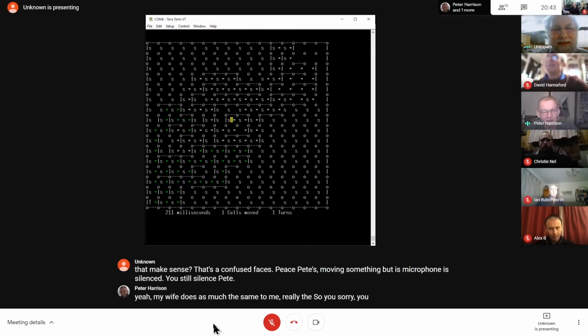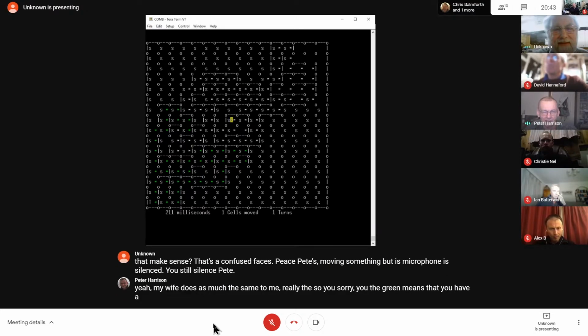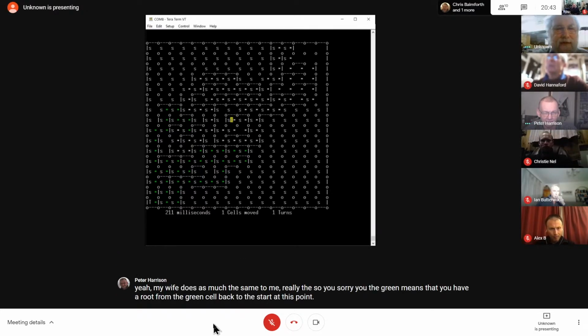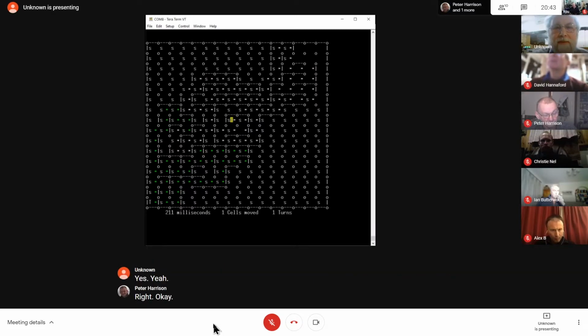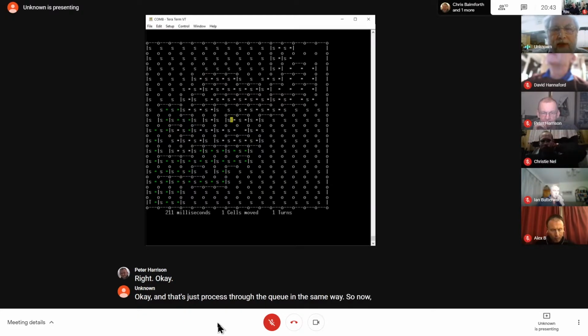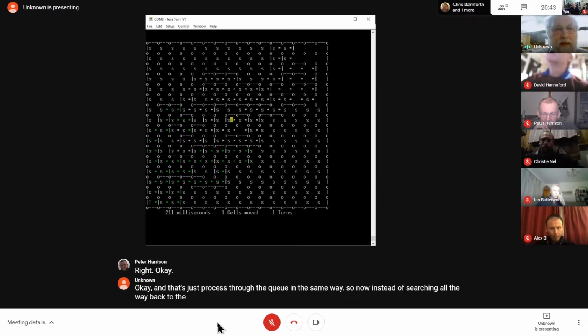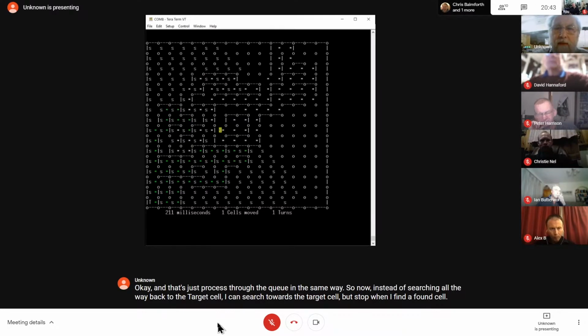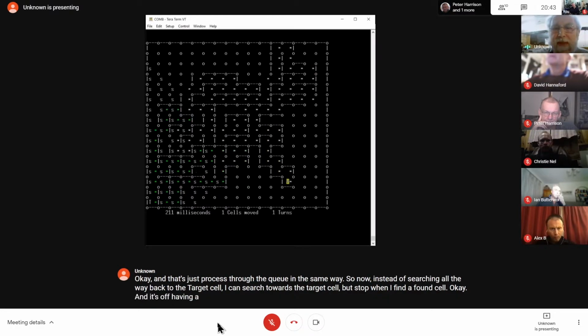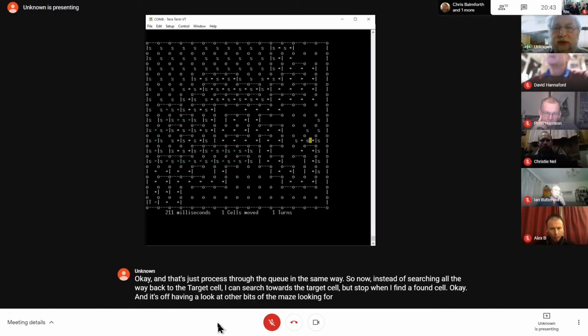The green means that you have a route from the green cell back to the start at this point. Yes. Right. Okay. And that's just processed through the queue in the same way. So now, instead of searching all the way back to the target cell, I can search towards the target cell, but stop when I find a found cell. Okay? And it's off having a look at other bits of the maze, looking for the shortest route in the normal way.